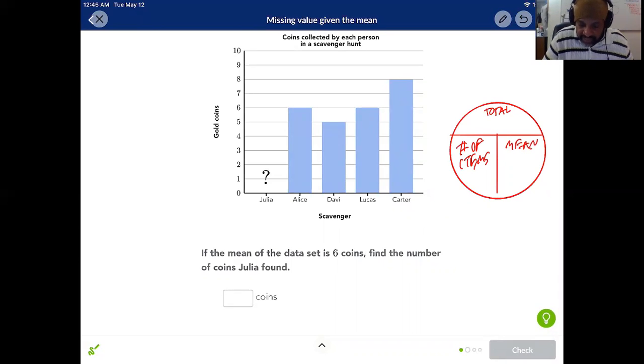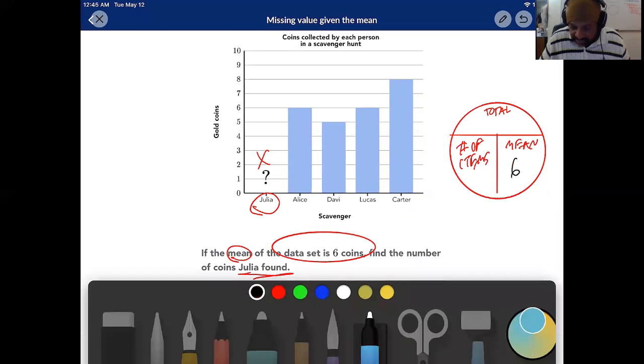All right, so in this particular problem, it says the mean of the data set is 6 coins. Find the number of coins that Julia found. So Julia, this is what we're trying to find. We're going to make her X. All right, so first of all, they tell us that the mean is 6. So we're going to put in 6 right here.